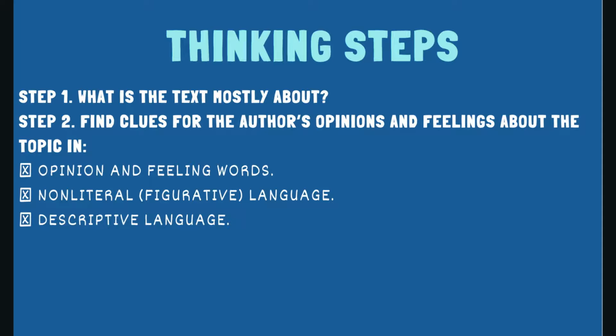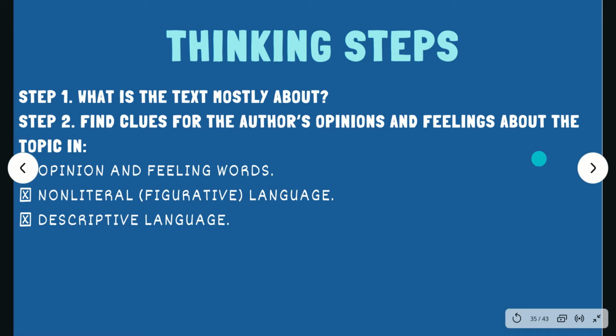Let's go over the thinking steps we need to distinguish personal views from those of the author. The first step is to ask ourselves, what is the text mostly about? And once you have figured out what it's mostly about, you can move on to step two, which is to find clues for the author's opinions and feelings about the topic. You find these in opinion and feeling words, non literal or figurative language, and in descriptive language. Now, these two thinking steps are very familiar because we've been practicing those for the past few days.